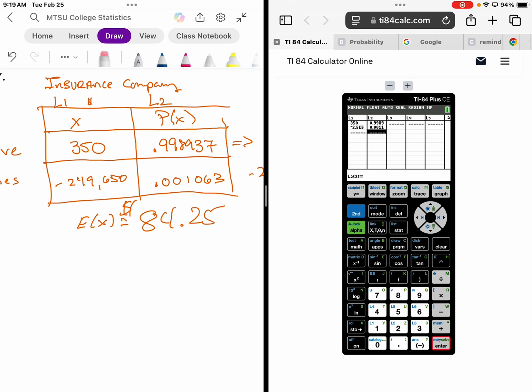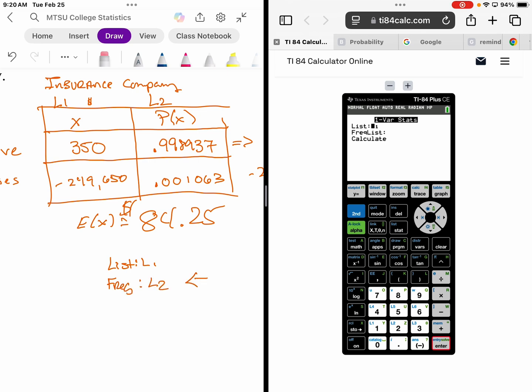Now we're going to do a one var stat. We're going to do things a little different, so don't get ahead of me too quick. We're going to get out of there and go into one var stat. We leave L1 alone, so our list is still L1. Now in the frequency, we put L2. We put our probabilities here. Whatever column you put the probabilities in, that's what goes in for frequency list. So do second and then number 2. That's what it's supposed to look like.